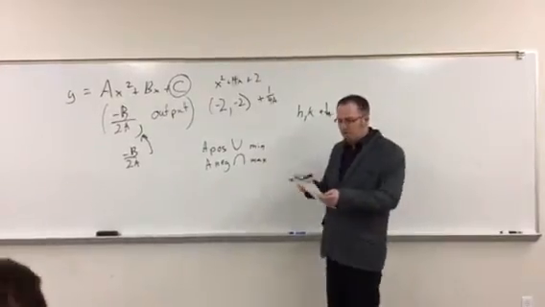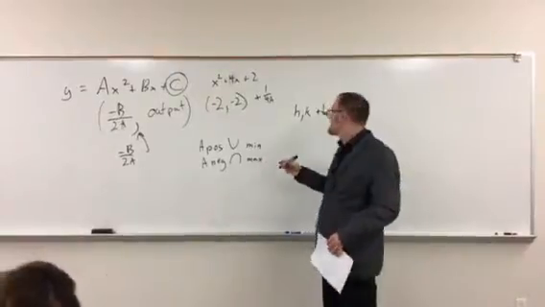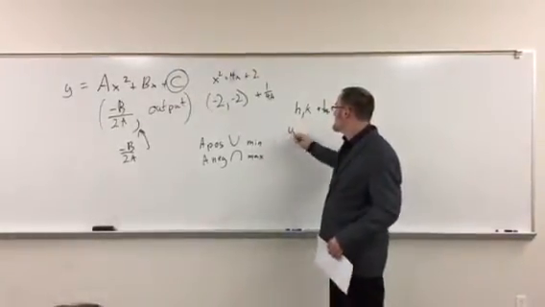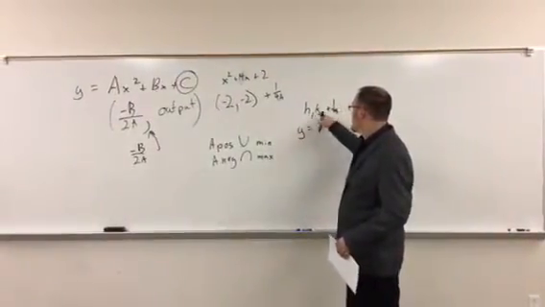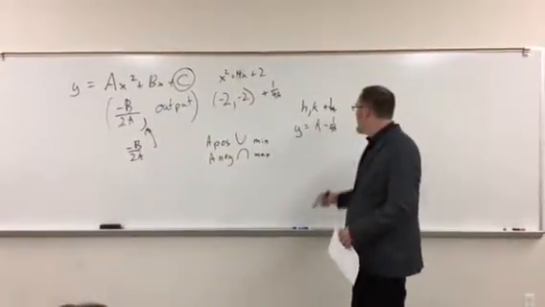There's a big difference. On the directrix, all points on the parabola are equidistant from the focus and directrix. So my directrix is just y is equal to that same k value minus 1 over 4a.